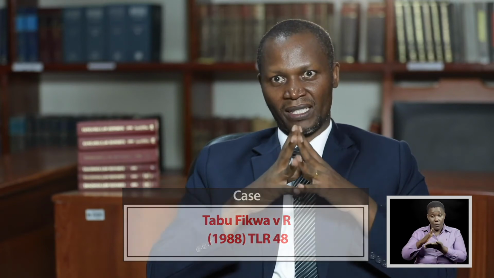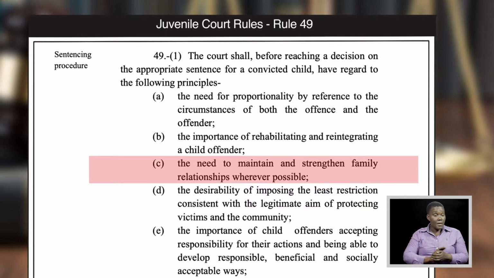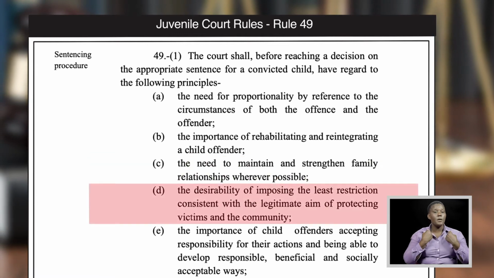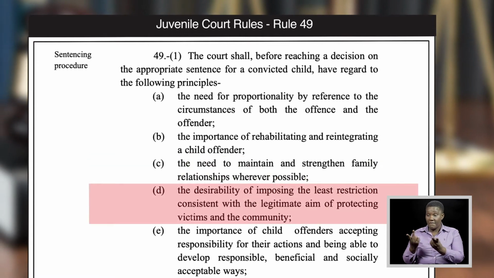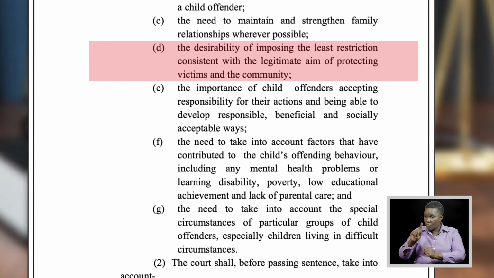In that particular case, the High Court pronounced properly the need to balance the two, that you look at the offender, you look at the offense, and you make the sentence that is proportionate and appropriate to the offense that has been committed. The need to maintain and strengthen family relationships wherever possible. The least restriction consistent with the legitimate aim of protecting victims and the community.